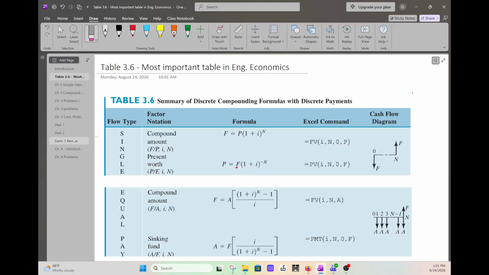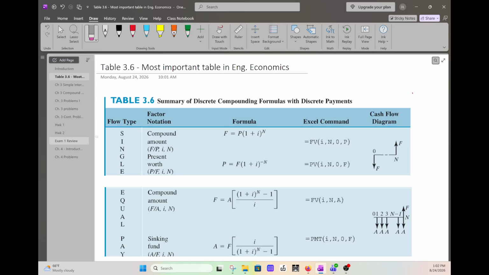In Excel, this is like the shortcut. If you give it I, N, 0, and your future value, it will tell you your present value. You would put equals PV, parenthesis I, comma N, comma 0, comma F, and it would spit it out. I like the equations, but you can still use the shortcuts if you have to, or if you want to.